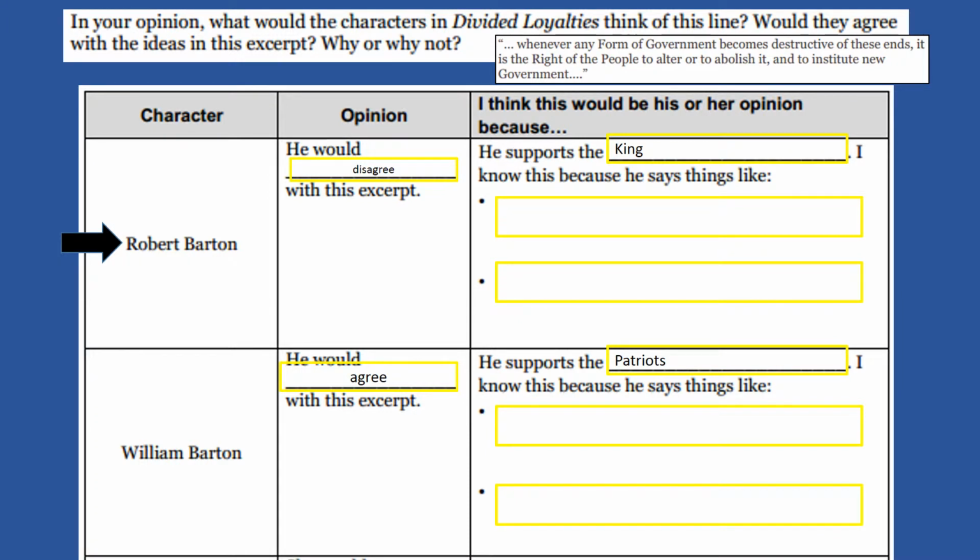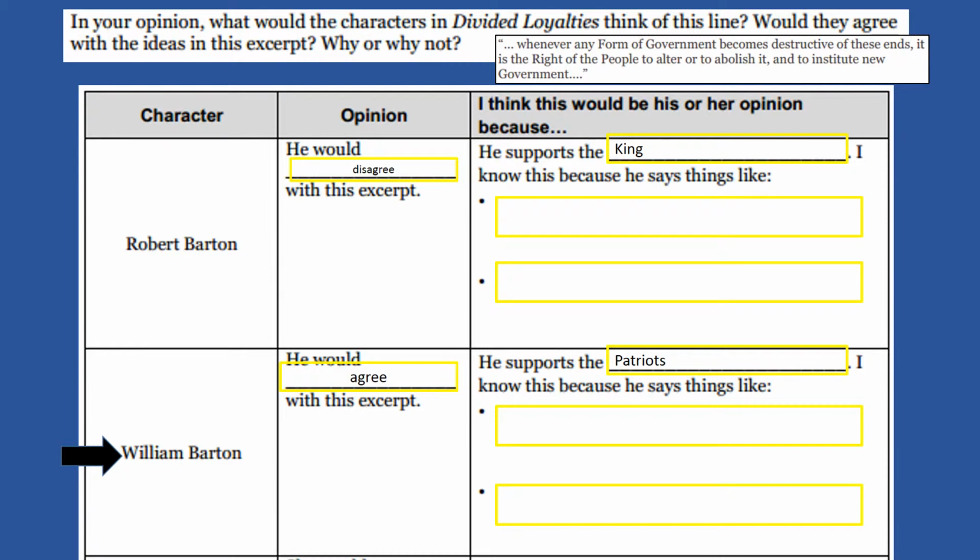Robert Barton. His opinion is that he would disagree with this excerpt. I think this would be his opinion because he supports the king. I know this because he says things like blank and blank. In these two spaces, you're going to find things that he has said in the play to help you understand that he supports the king and is a loyalist.